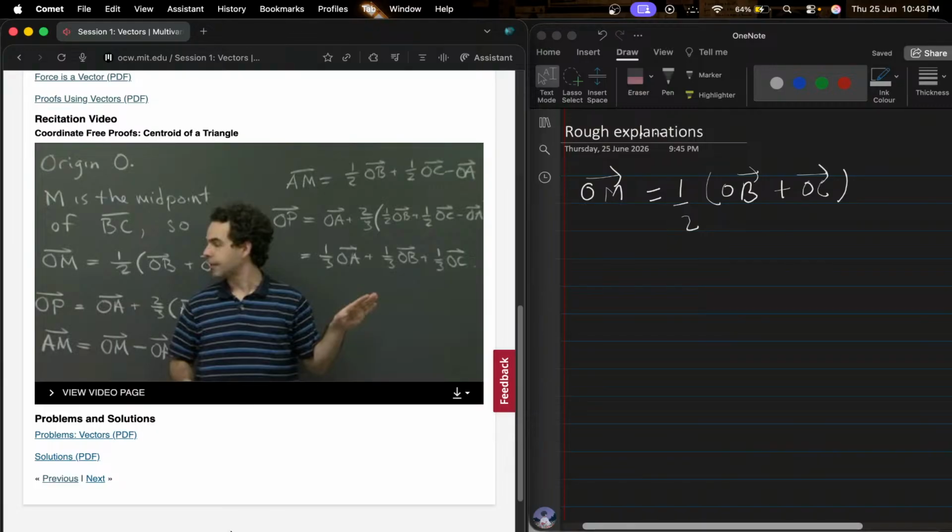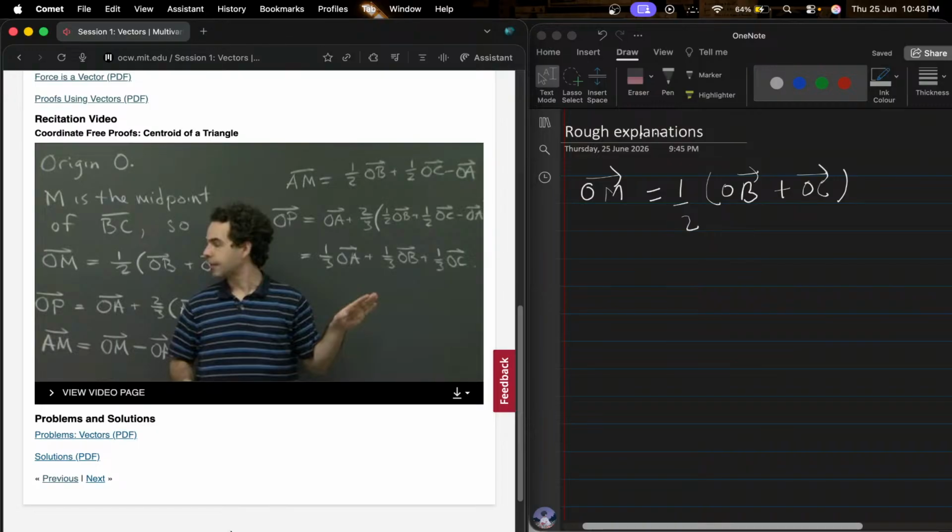If you don't like that argument, I invite you to go through this computation again in the case of the other medians. In either case, what you'll find is that the points that trisect the three medians all have position vector 1/3 OA plus 1/3 OB plus 1/3 OC. But that means they're the same point. So what we've shown then is that the points that trisect the three medians, that divide them into 2-to-1 ratios from the vertex to the midpoint of the opposite side, all have the same position vector. So in fact, they're the same point.